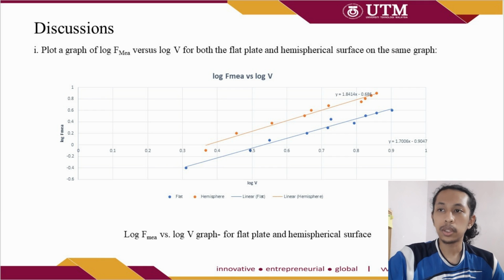For discussion part 1, we are asked to plot a graph of log F_mea versus log V for both the flat plate and the hemispherical surface on the same graph. As you can see, we did a scatter graph for both sets of data, and we did a line of best fit for both the flat plate and the hemispherical surface. In the graph, the blue line and the blue dots are for the flat plate, while the orange dots and the orange line are for the hemispherical surface.